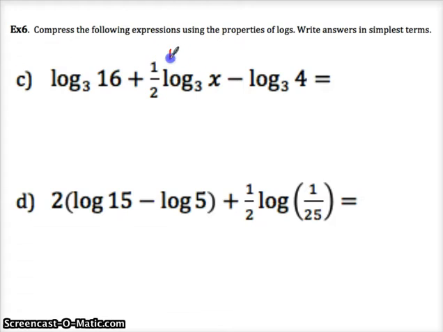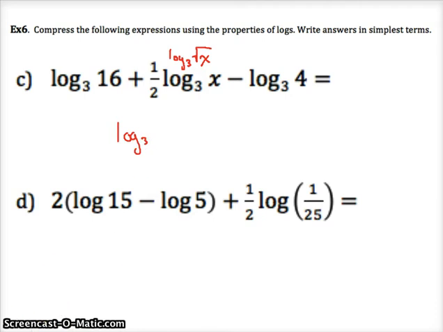Oh, you know what? First of all, save some space here. There's this half out front. It's the same as having a half on the exponent out here, which is the same as the square root of x. This is a plus, this is a minus, so we're going to add these first and divide by that. So this is going to be log base 3 of, adding this means we're doing 16 square root of x.